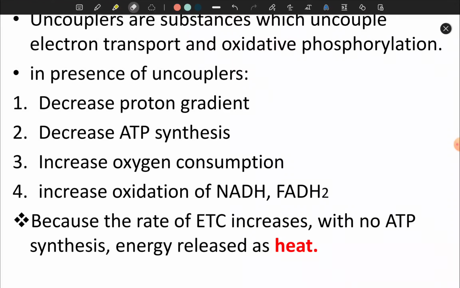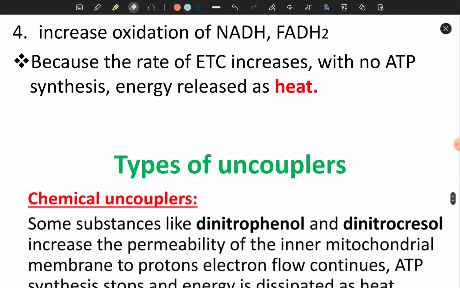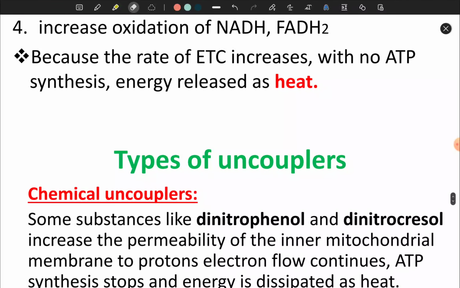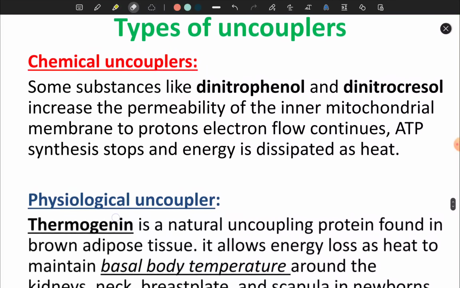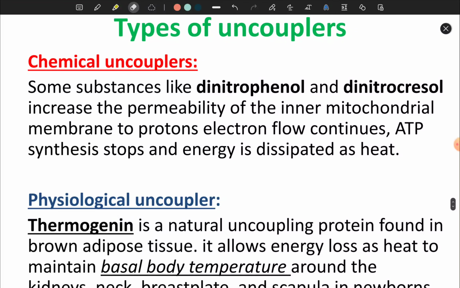So because the rate of electron transport chain is increasing, and electrons are still flowing with no ATP generation, energy is released 100% as heat. Examples: we have two types of uncouplers. We have chemical ones, some substance like, as we talked about, 2,4-dinitrophenol, which increases the permeability of the inner mitochondrial membrane to protons, and electron flow continues. But ATP synthesis stops and energy is dissipated 100% as heat.